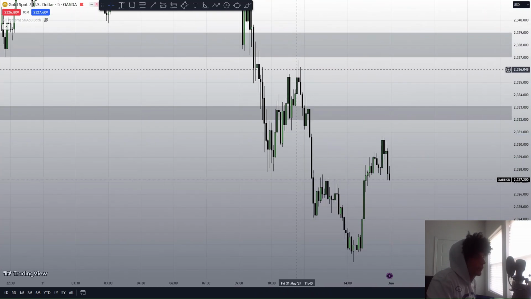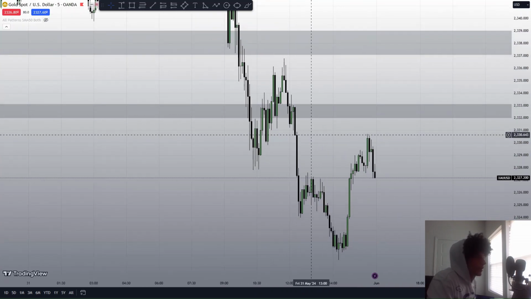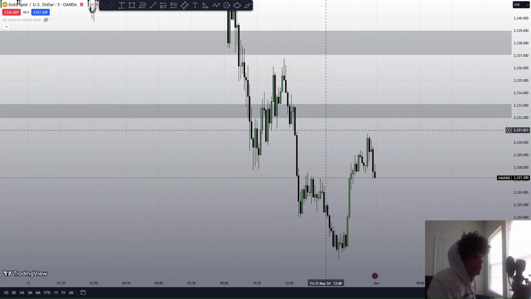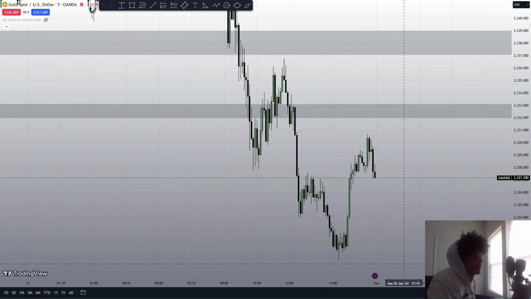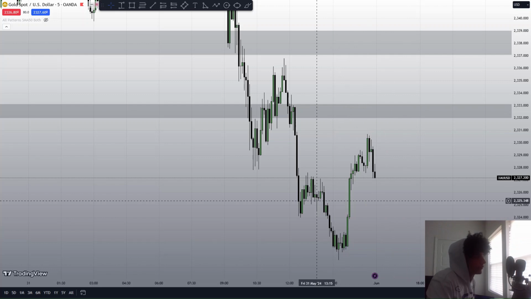All right. And then guess what? Another supply zone that price is about to touch. And guess what it's going to do when it touches it? Sell. Unless it melts through it. All right.